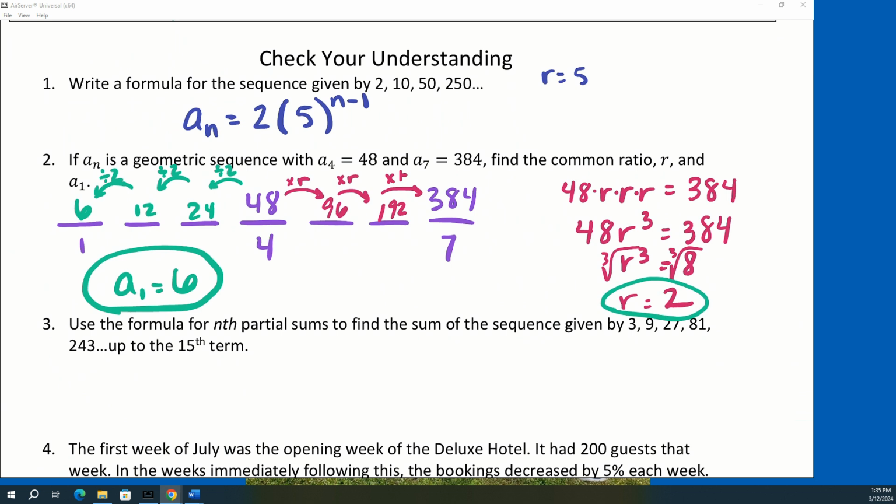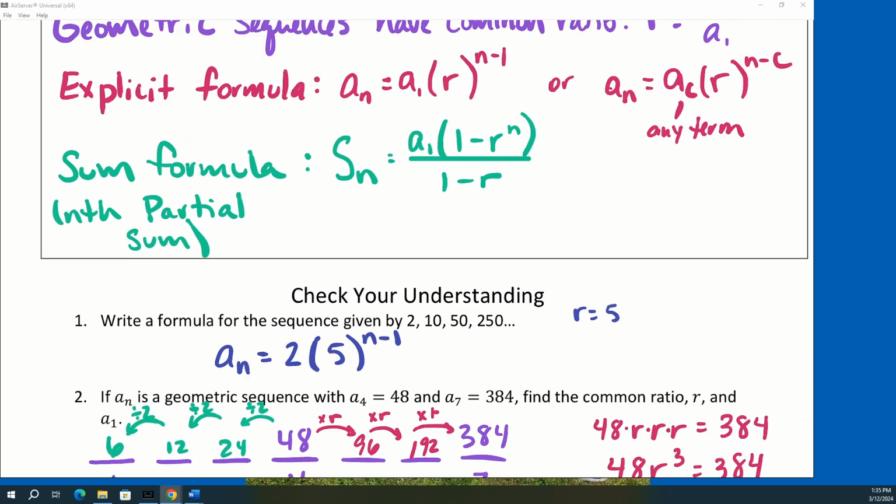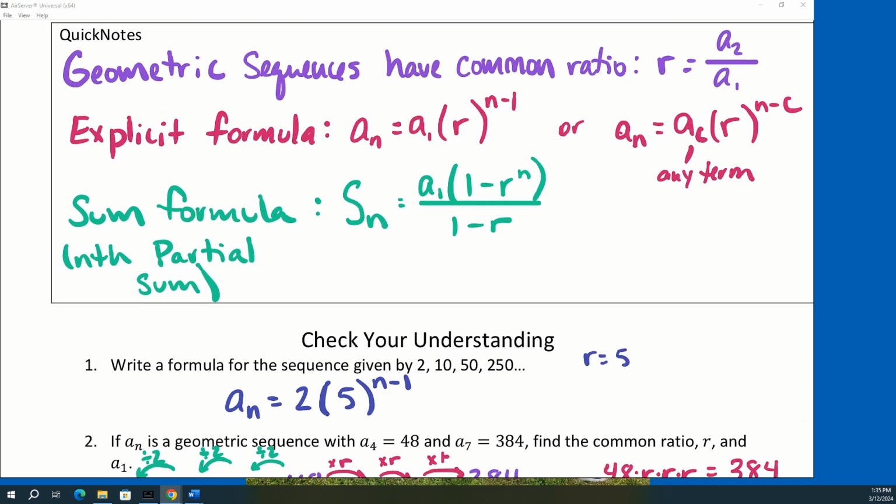All right, so that is somewhat tedious. You can't just straight use a formula. You have to do also some thinking. But number 3 is pretty much just straight using a formula. So we are going to use the formula for the nth partial sum. So I called it that. I usually just call it the sum formula.